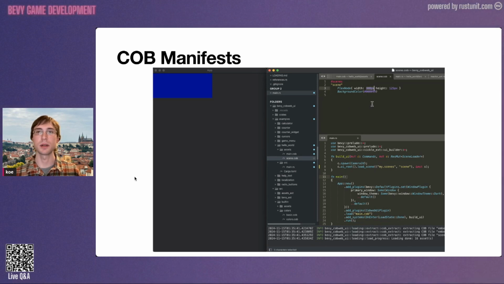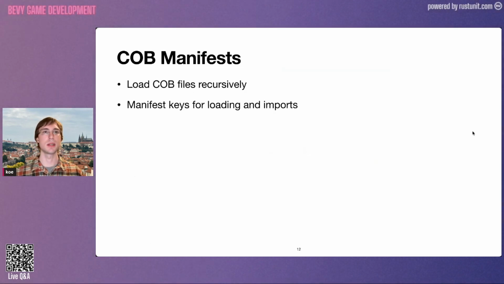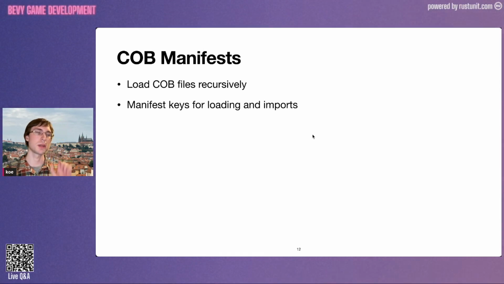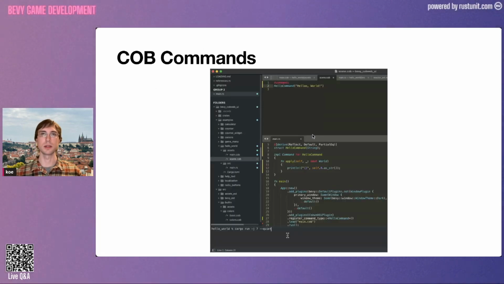And then when you hot reload the transitively pulled in file, it works as expected. All right. So manifests allow you to load cob files transitively, recursively, whatever. And they give you manifest keys so that when you load a scene, you can specify the manifest key instead of the file path. And manifest keys are also used for imports, which I'll get to in a later slide.